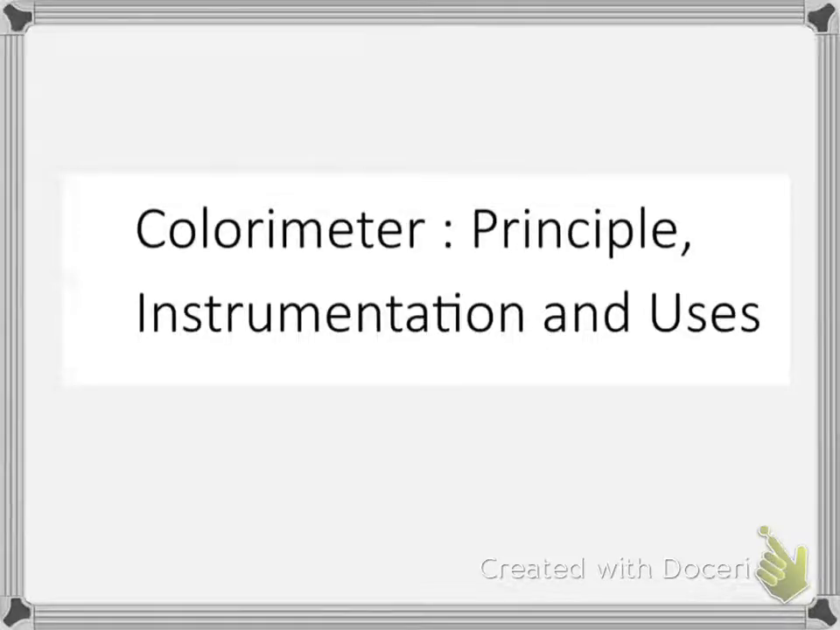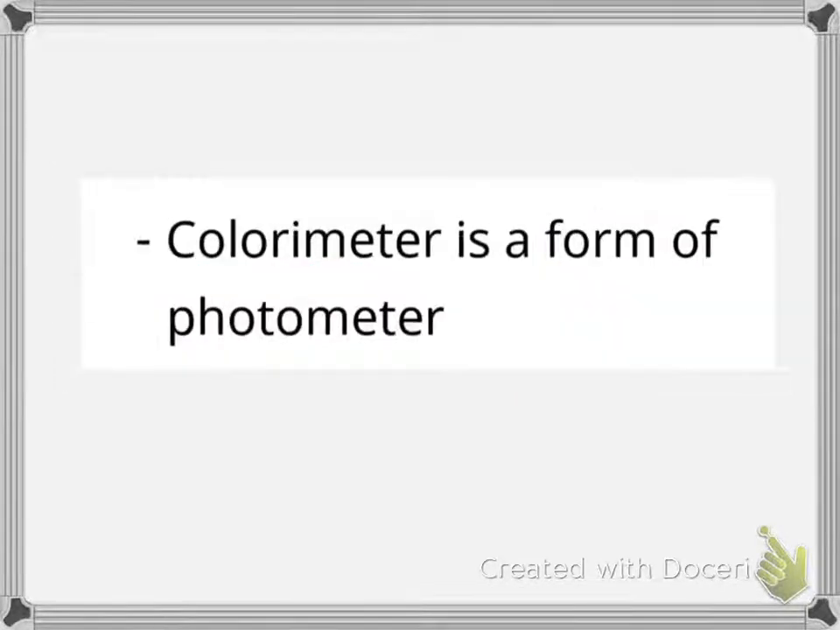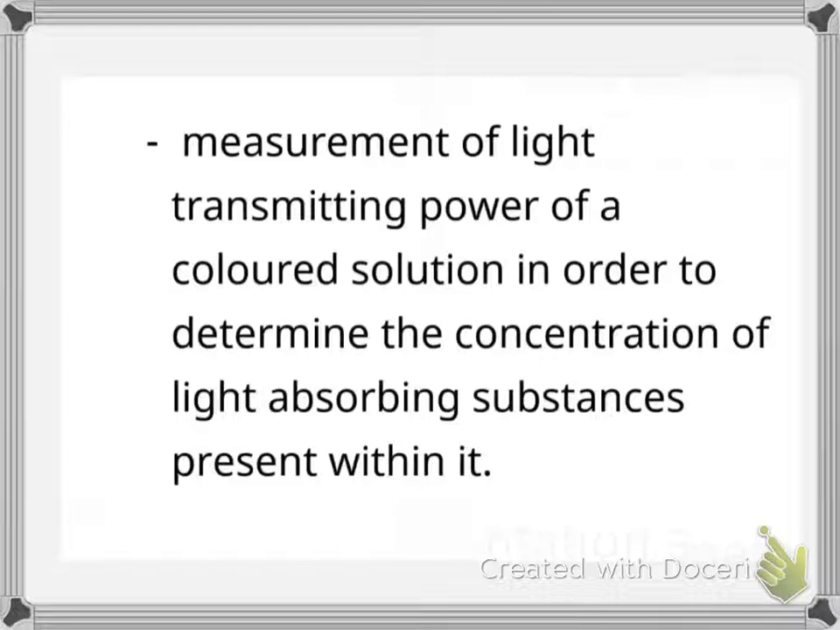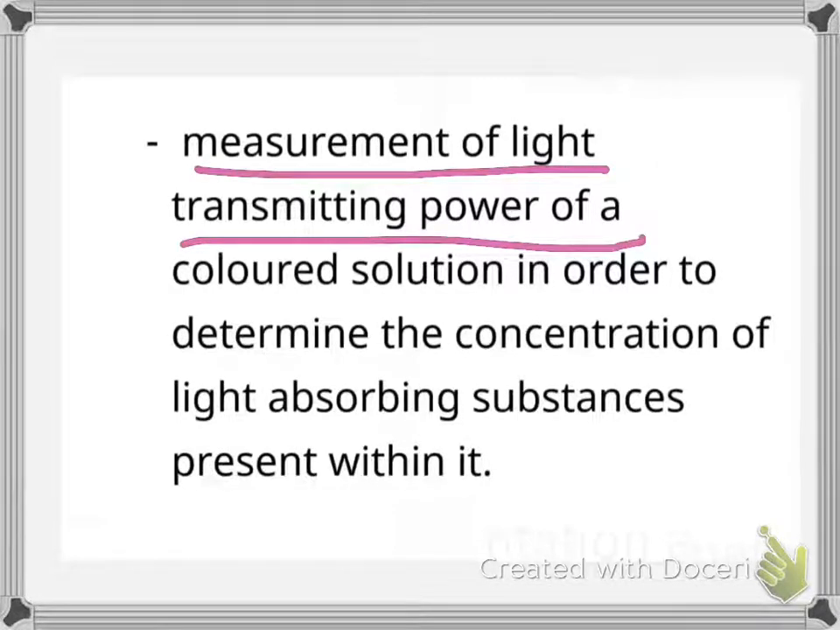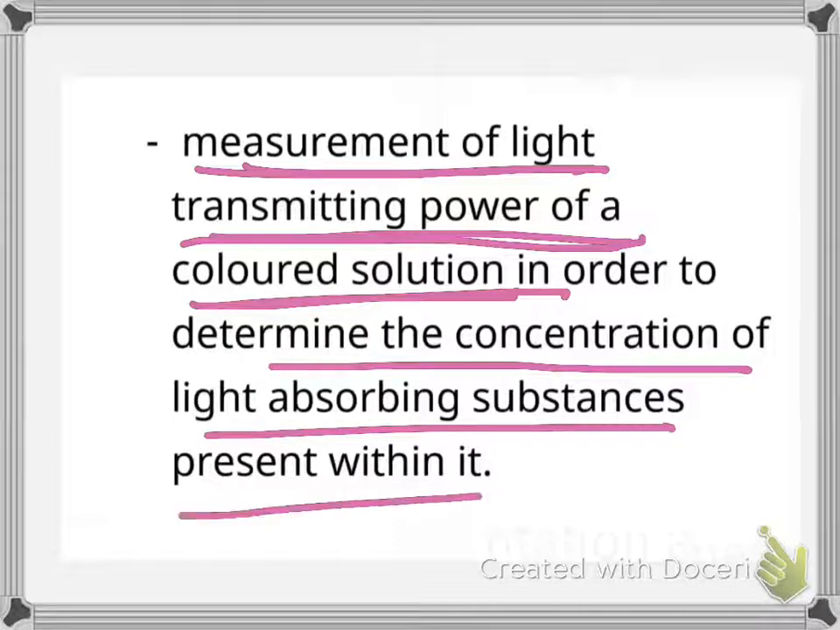In this video, we are going to discuss the colorimeter, its principle, instrumentation and uses. Colorimeter is a form of photometer. It mainly deals with the measurement of light transmitting power of a colored solution, so as to determine the concentration of the light absorbing substance present within it.